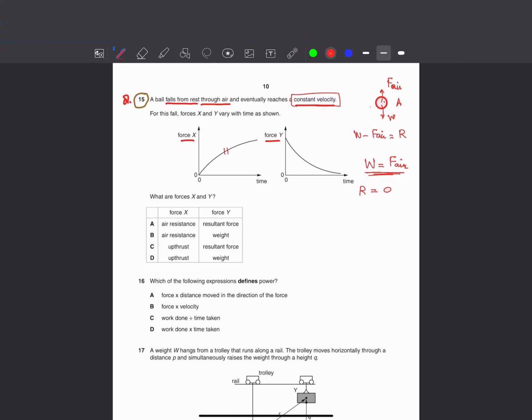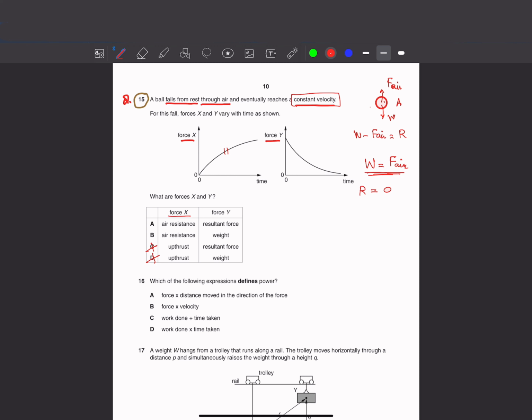So the simple thing is that your force X is nothing but air resistance. Upthrust, there is no question of upthrust here, because upthrust is a sort of constant force which does not depend on anything but the volume of the fluid displaced by a body. So these two options, C and D, you have already rejected, or you have to reject these two. Now you have options A and B.